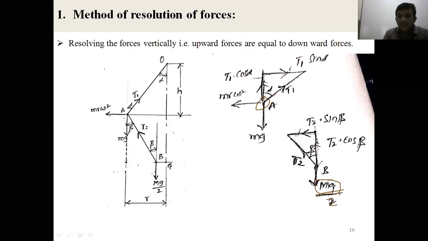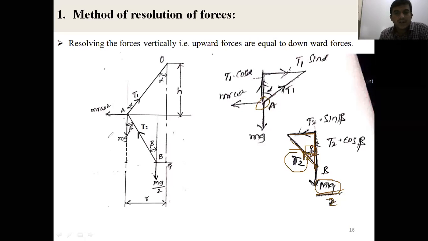Again at point B, see the lower arm, what tension is acting here? T2. Again, the angle subtended by the lower arm with respect to the governor shaft axis is beta. The side opposite to the angle is the opposite side. The side adjacent to the angle is the adjacent side. Again resolve the tension T2 into two components, one horizontal and another vertical. For the opposite side, hypotenuse into sin beta will come. For the adjacent side, hypotenuse into cos beta will come.